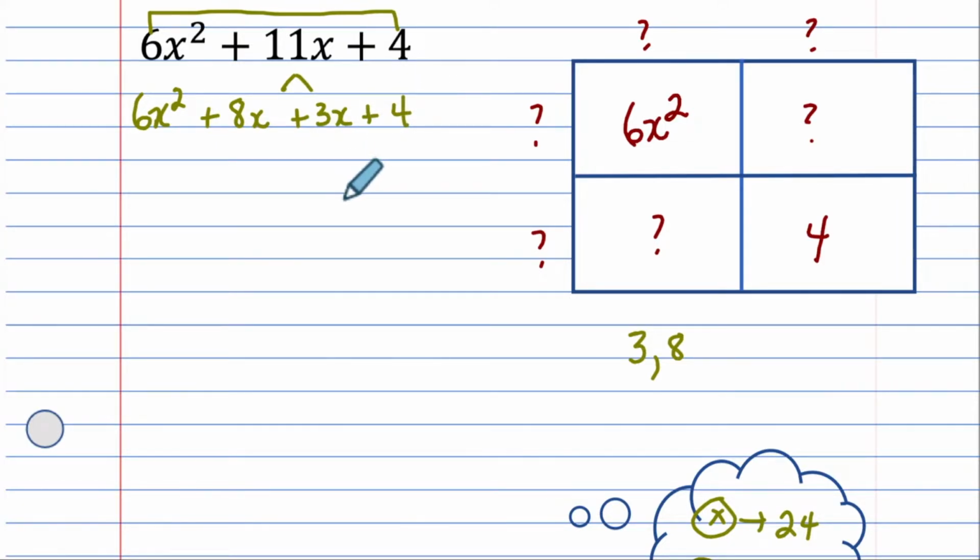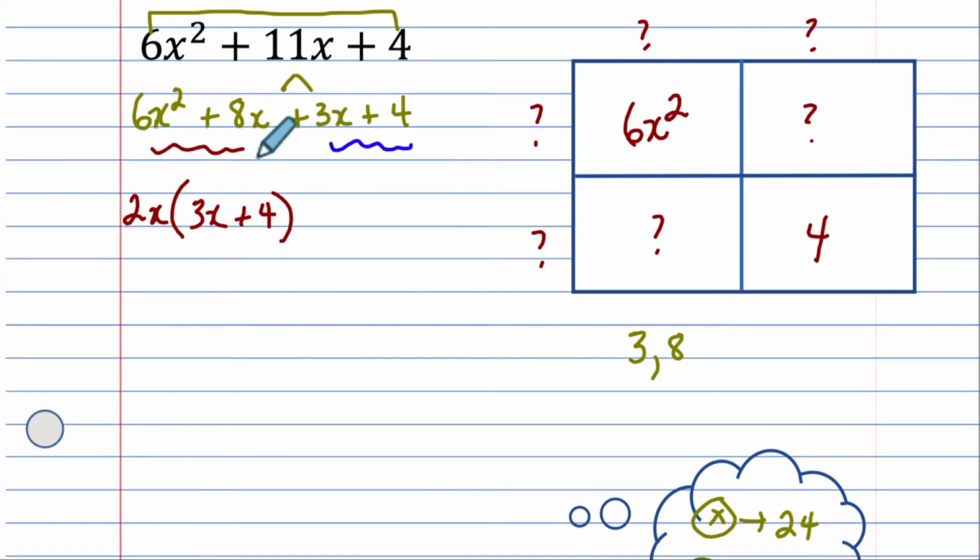Now we have a grouping question. We make two groups. Looking at the first two terms, there is a common 2 and there's a common x. 2x times what is 6x squared? That would be a 3x. And 2x times what makes an 8x? That would be a plus 4.